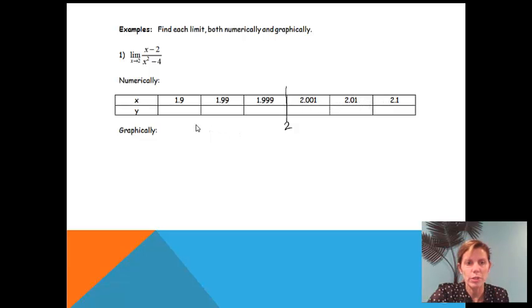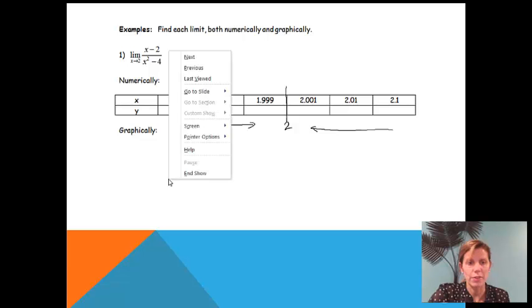So what we're going to be looking for now is we're going to be looking at the y values as I get closer to 2 from the left side, and I'll be looking at the y values as I get closer to 2 from the right side and see if they match up, and if they do, that will be our limit. All right, so we are going to actually use our calculator to find that.